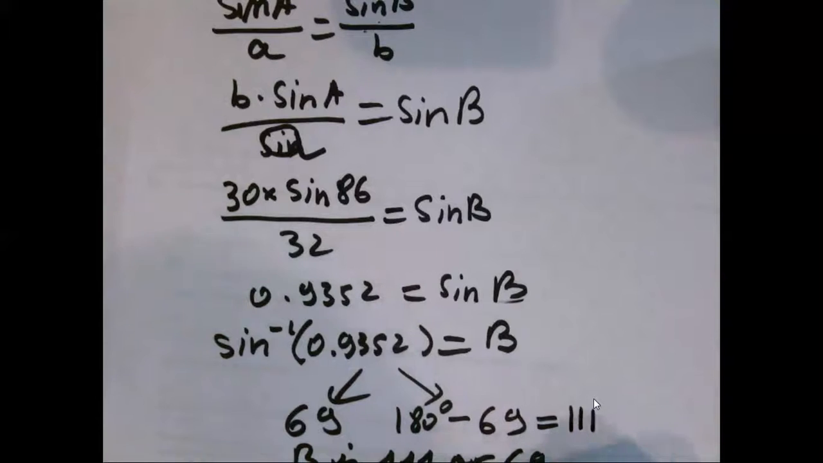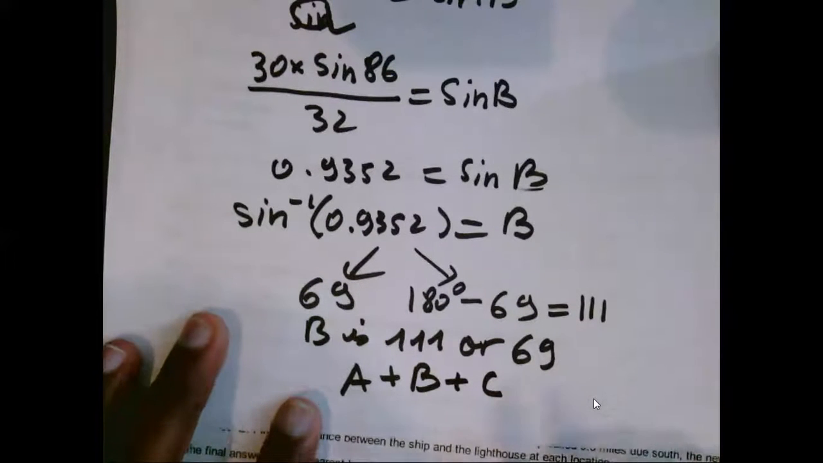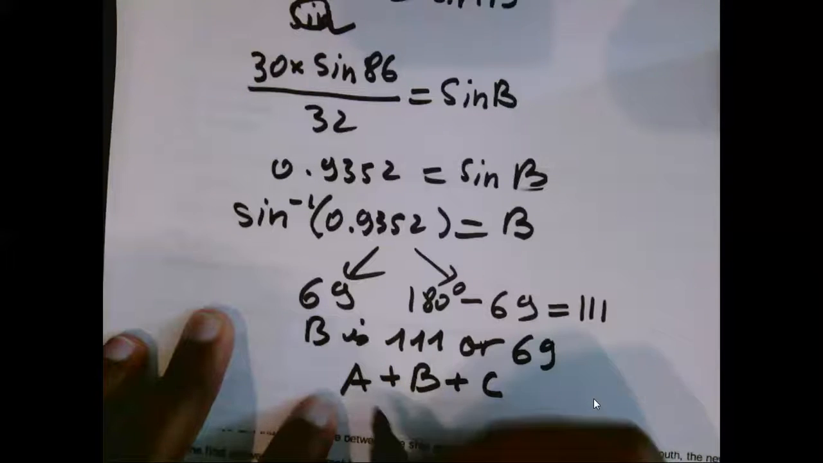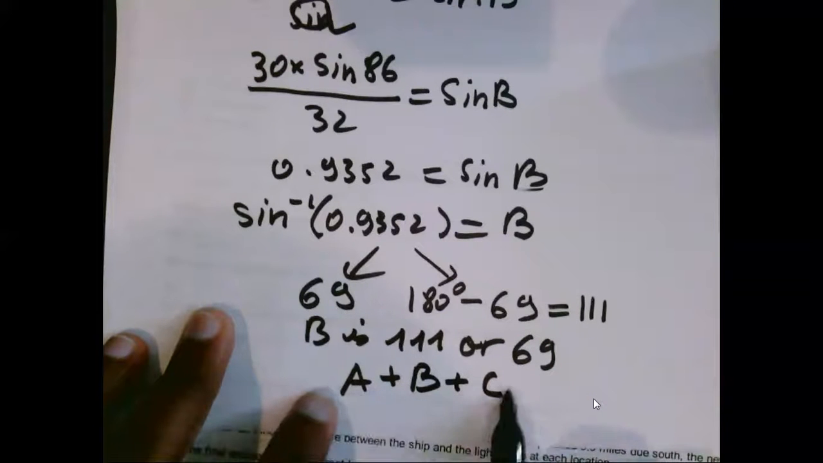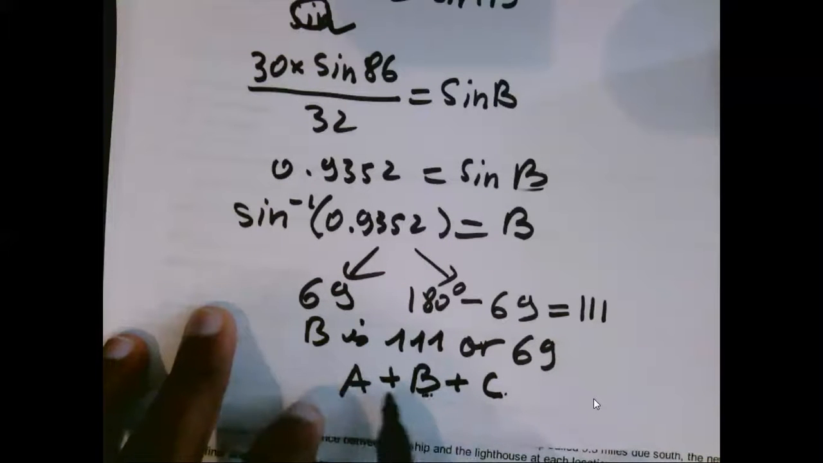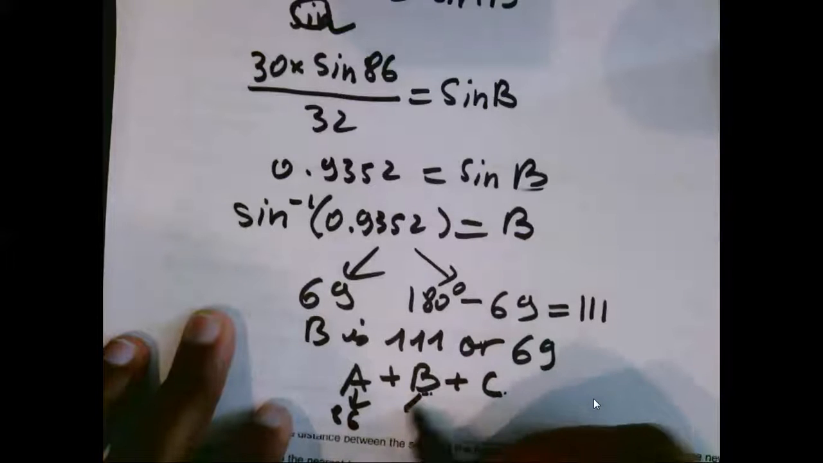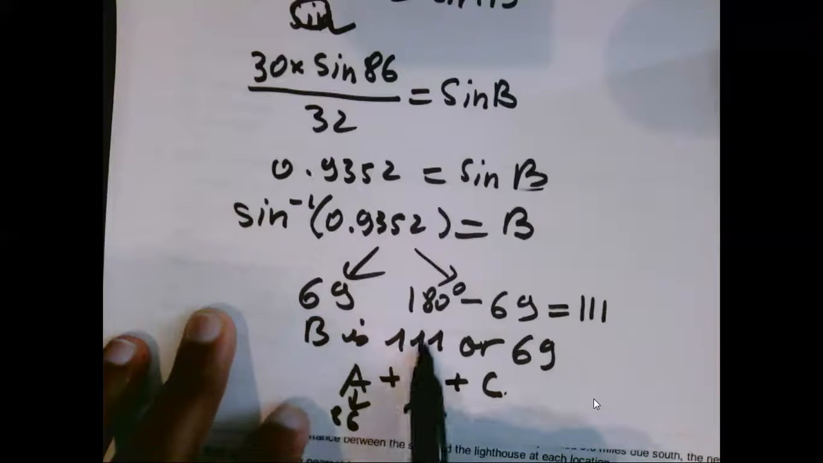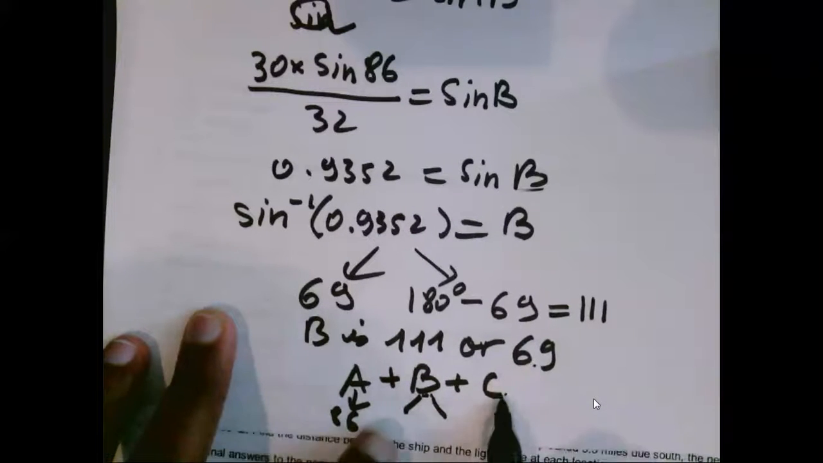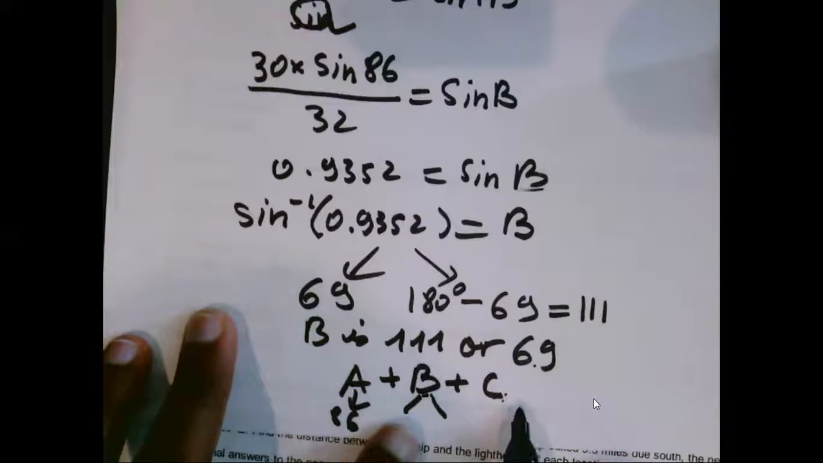We want to find A plus B plus C. We want to find B and C, and we know that there are two cases for B. So we're going to plug B in here. A is 86, and for B there are two cases. We'll first start with 69 degrees and find C, and then we'll plug in 111 and find C. So let's start with the first case.